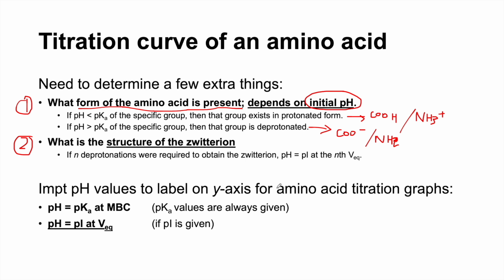But the net sum of all those charges is 0. So you need to figure out how many protons you need to remove in order to obtain the zwitterion, and that number of deprotonations required, n, corresponds to the nth equivalence volume, the pH at the nth equivalence volume being the isoelectric point. And so the important values, obviously this is the one that you need for every single pH graph, even the monoprotic weak acids, all weak acids, you need this, and this one is for amino acids only.